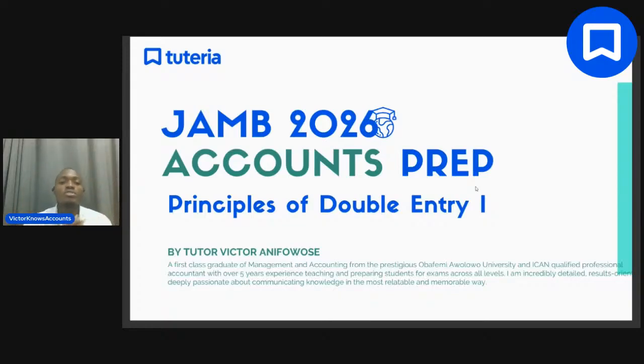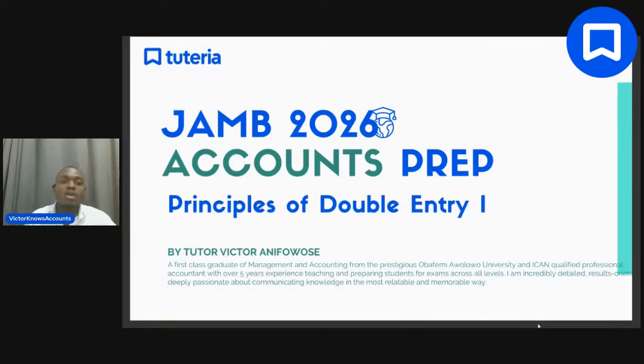This topic that I want to talk about is called principles of double entry. All right, principles of double entry. I must tell you that there is nothing you can do as an accountant, or even as an accounting student, without the understanding of the principles of double entry. It is the basis of everything we do in accounting.